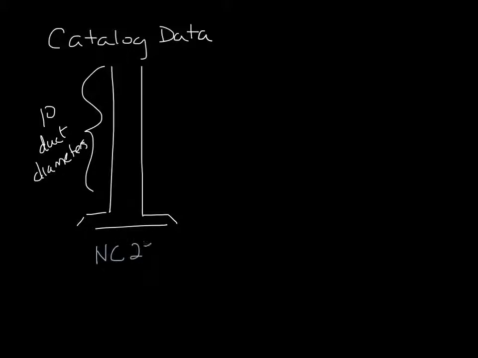So let's say this diffuser is cataloged as NC25. What does it really sound like when it's installed in a typical building? Well, that depends on your inlet conditions.